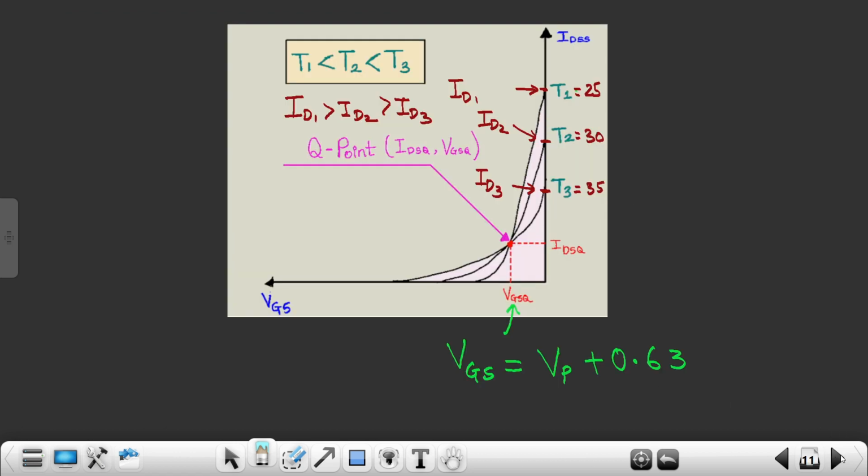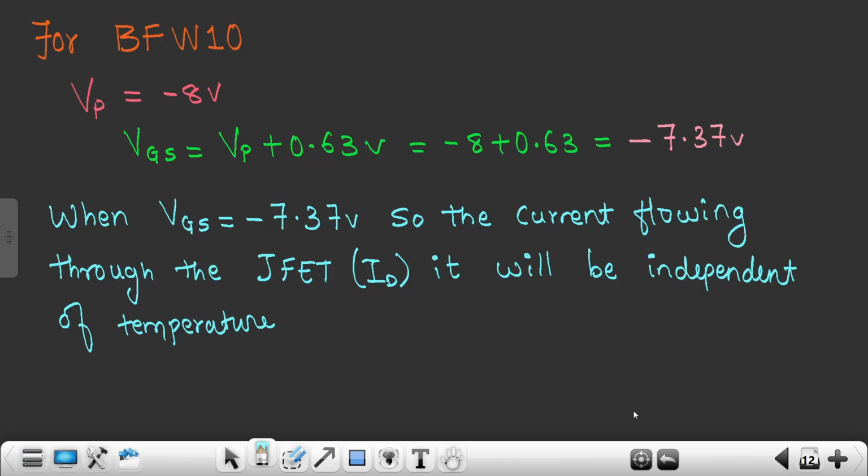And now I hope that you understood this particular concept in depth. That means if we are biasing this particular JFET at this particular point where VGS is equivalent to VP plus 0.63, whatever current we get would be in a stable condition, irrespective of the temperature. Okay, so this was for BFW10.